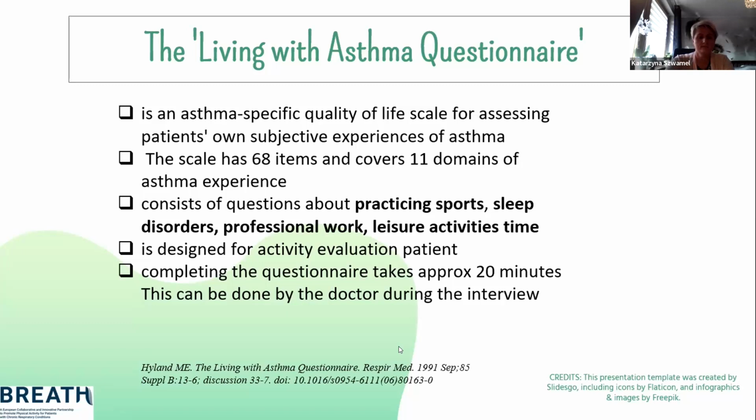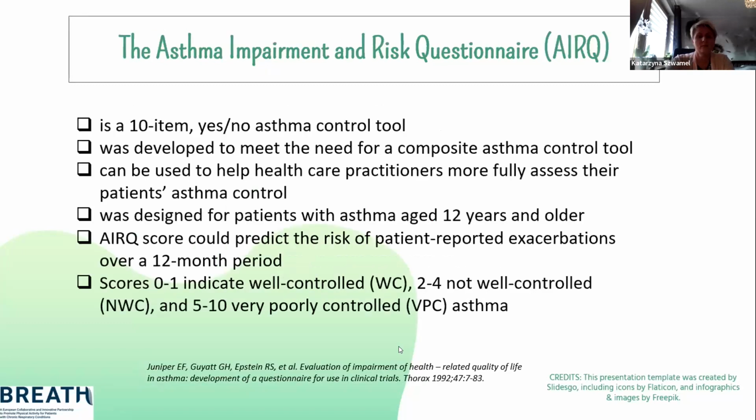The Asthma Impairment and Risk Questionnaire is the next questionnaire. It consists of 10 items, a very simple yes/no asthma control tool. It must be used for children aged 12 years and older, and for adults.